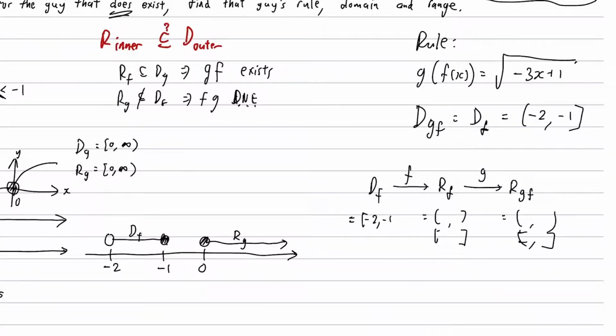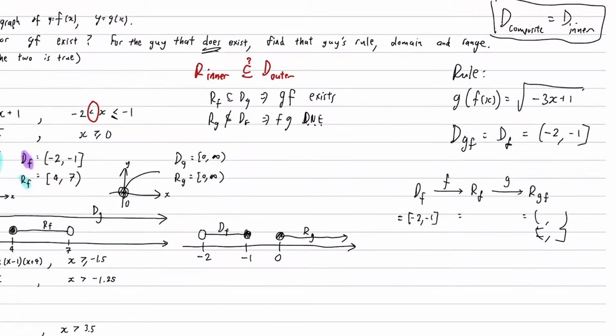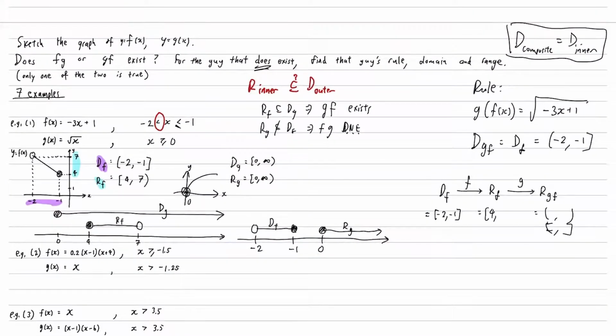-2, -1. The inner function is what? F. So we put down F on top of the arrow, and then you get R of F. Then you don't just draw it for fun. You fill in the blank. RF equals to what? RF equals to square bracket 4, 7 round bracket.